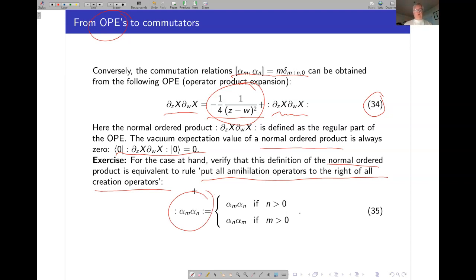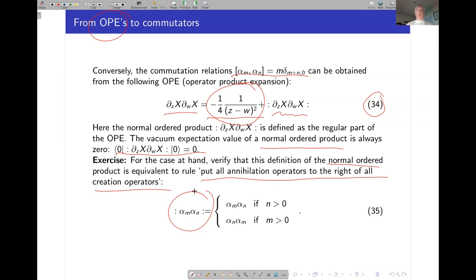And I've written down here what this means for alpha m, alpha n. Colon means normal ordered product. And then if I have one positive and one negative index, I have to be careful and put the annihilation operator to the right and the creation operator to the left. If both are creation or both are annihilation operators, then this doesn't play a role. And of course, if the two operators commute with each other, it also doesn't play a role, but it does play a role when the two do not commute.